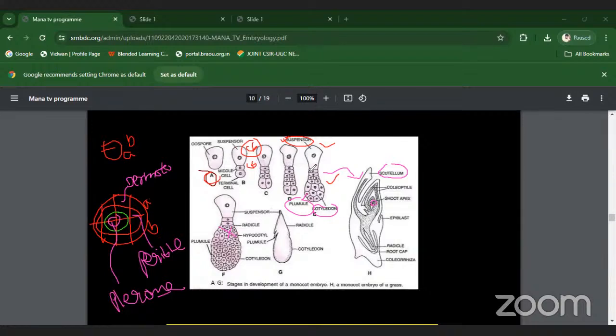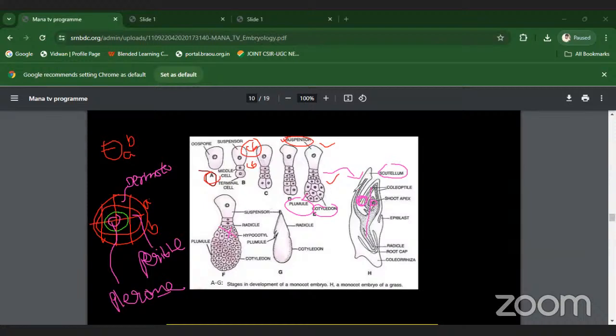The stem apex is formed laterally, in a constriction-like area between the embryonal axis and the cotyledon. This is the embryonal axis and this is the cotyledon. So between the embryonal axis and the cotyledon, a small constriction is formed. This is the small constriction where the plumule develops.